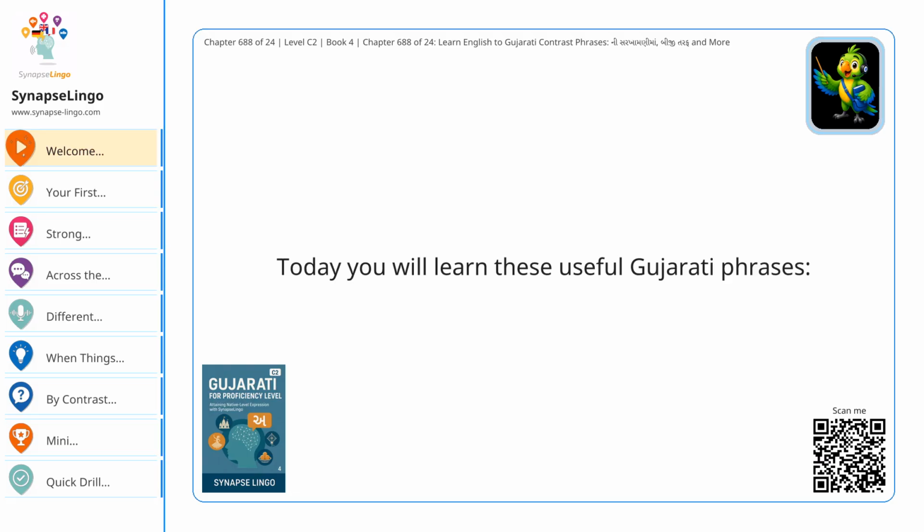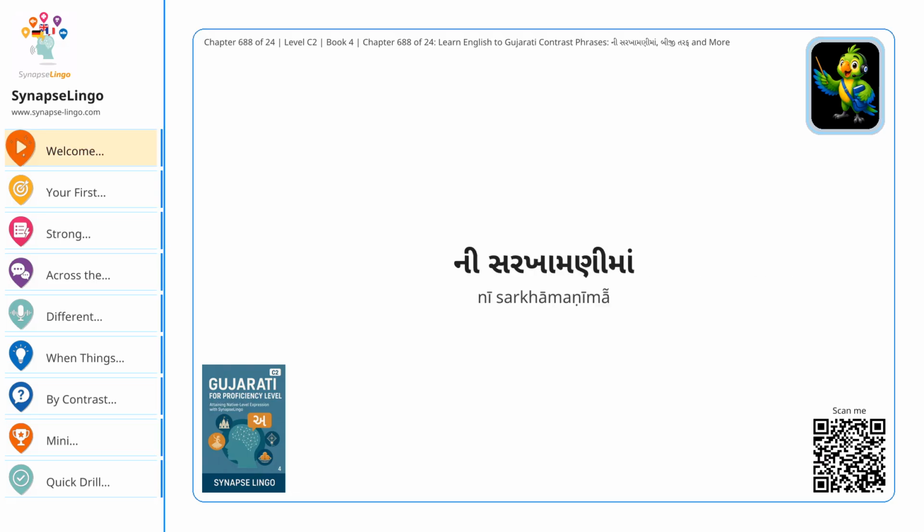Today you will learn these useful Gujarati phrases. ની સરખામણીમાં, for in comparison to. ની વિપરીત and થી વિપરીત, for in contrast to. સામે, for opposite. થી અલગ, for different from. ના વિરોધમાં, for in contradiction to. તેની સરખામણીએ, for by contrast, and બીજી તરફ, for on the other hand.